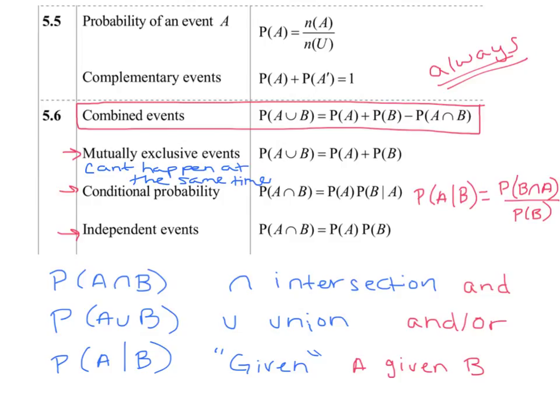Now, your conditional probability we talked about already. That's the probability of a given situation. So they give you part of it. They say this already happened. If we assume that this already happened, what's the probability that this other thing happened? And so you're only going to use that when they're giving you a condition. And then independent events means that the probability of one event happening, let's say the probability of A, doesn't affect the outcome for B.